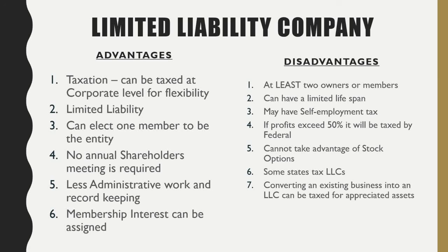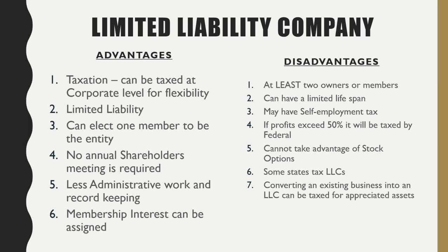And then number 5 is less administrative work and record keeping. So again, not too much admin work, meaning like you have designated people to run the business for you. Again, you can elect that one person to be the entity, run the whole business. So it's less work for other partners when they're going into a limited liability company.